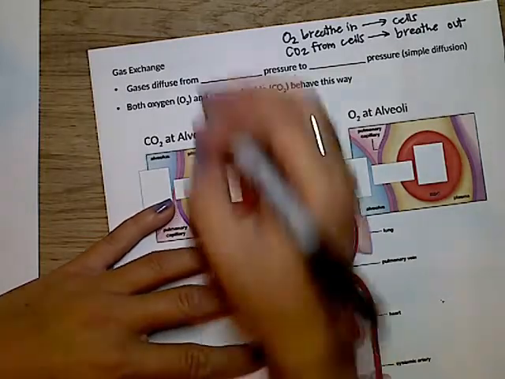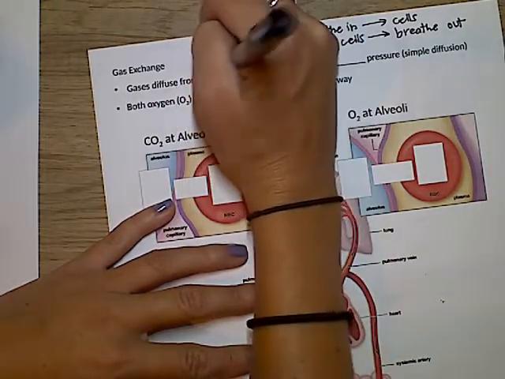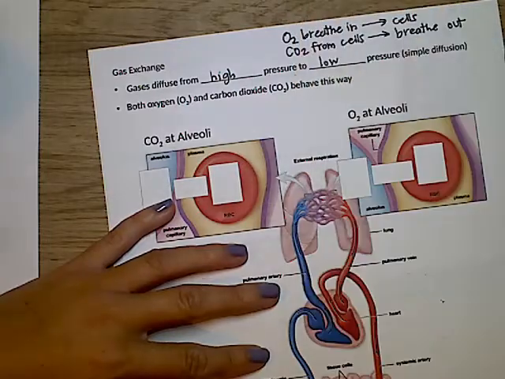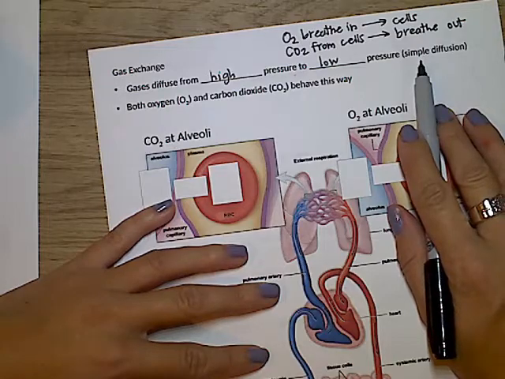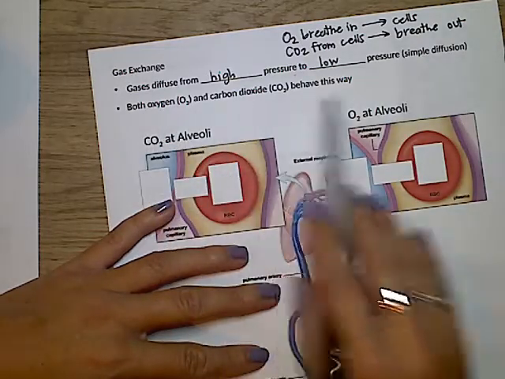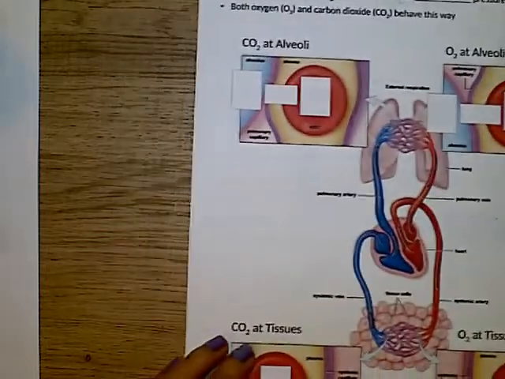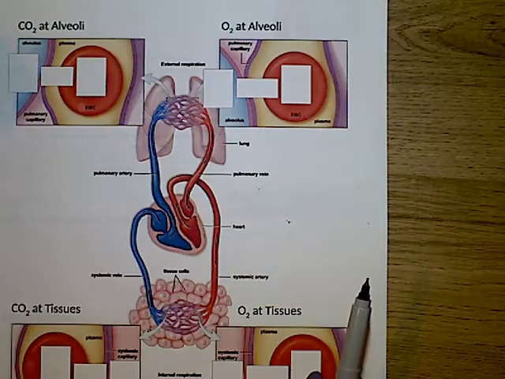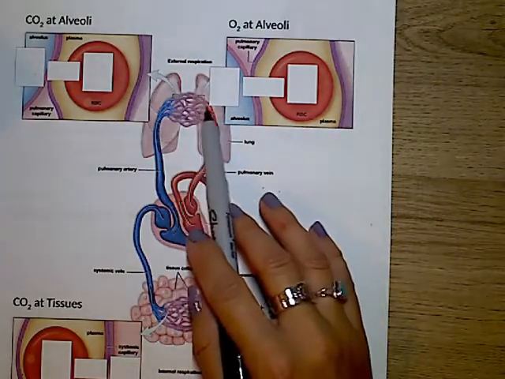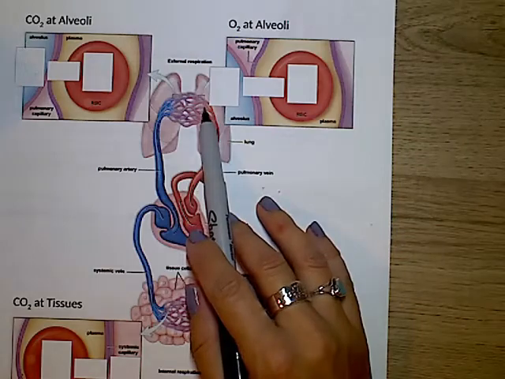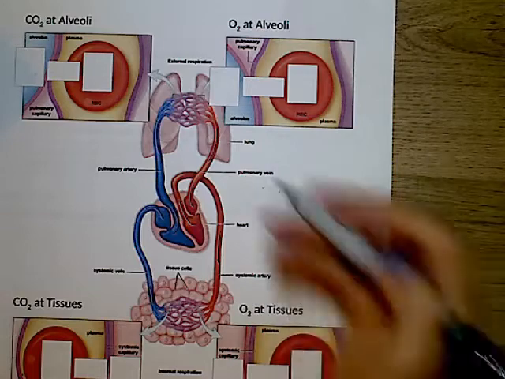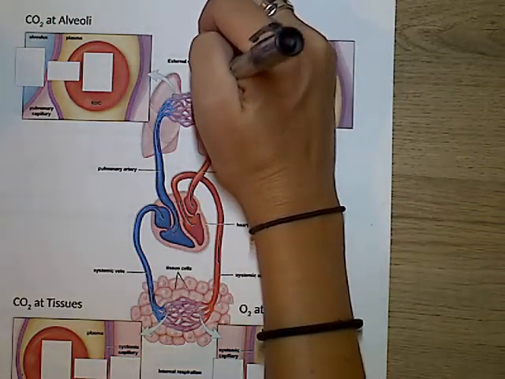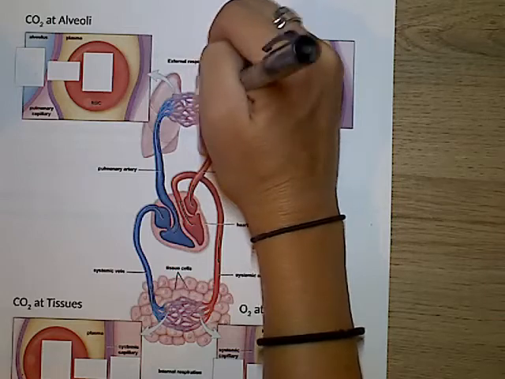The gases diffuse from high pressure to low pressure through simple diffusion, so from high to low. Both oxygen and CO2 behave in this way. We're going to look at two different things. Let's look at oxygen first, so we'll focus on this side. In your lungs, you've just inhaled and you've breathed oxygen into your alveolus here. Oh, that's the singular alveolus. So you're going to have the oxygen gas levels be high.